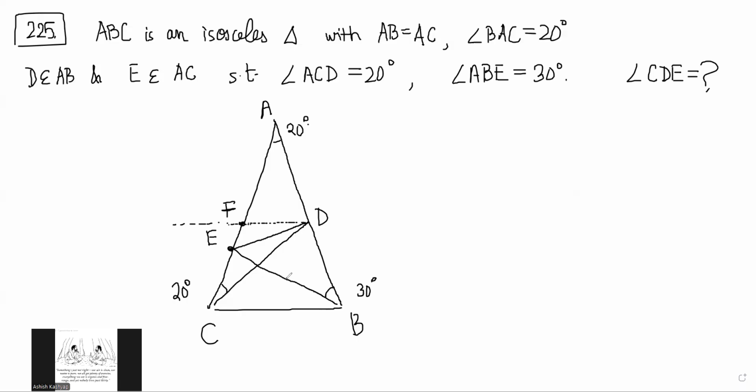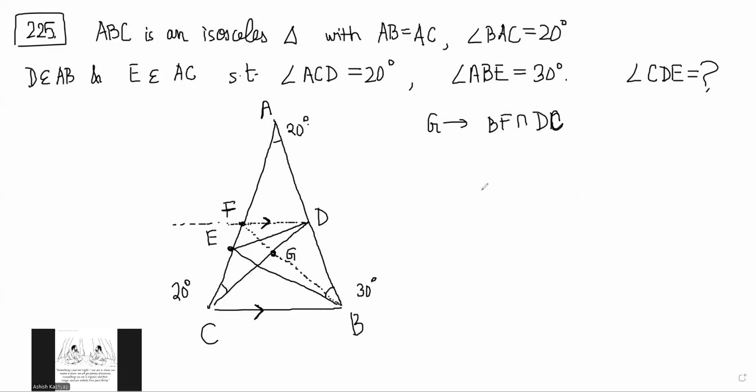And now I will join F to B also with a dotted line. This point of intersection is labeled as G, let's say. G is the intersection of BF with DC. And F is the intersection of the parallel line DF, which is parallel to the base BC, right?